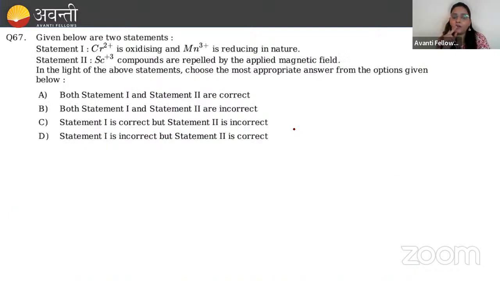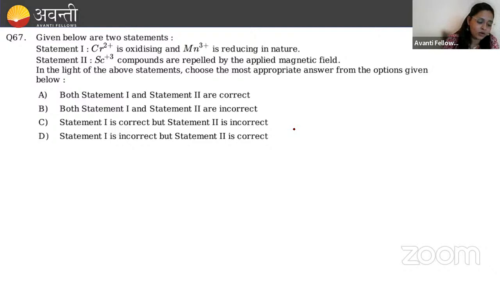Given below are two statements. In this question paper, you can see question 67, statement 1 and statement 2 are given. Statement 1: Chromium 2+ is oxidizing and Mn3+ is reducing in nature. Statement 2: Scandium 3+ compounds are repelled by applied magnetic field. In the light of the above statements, choose the appropriate answer from the options given below.